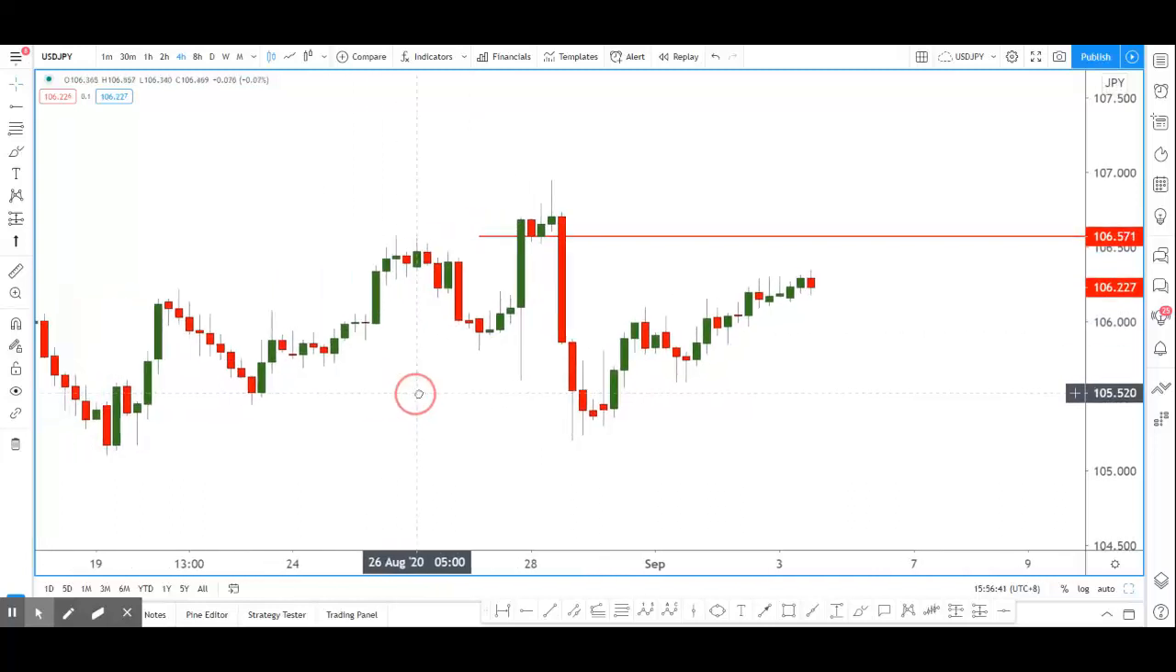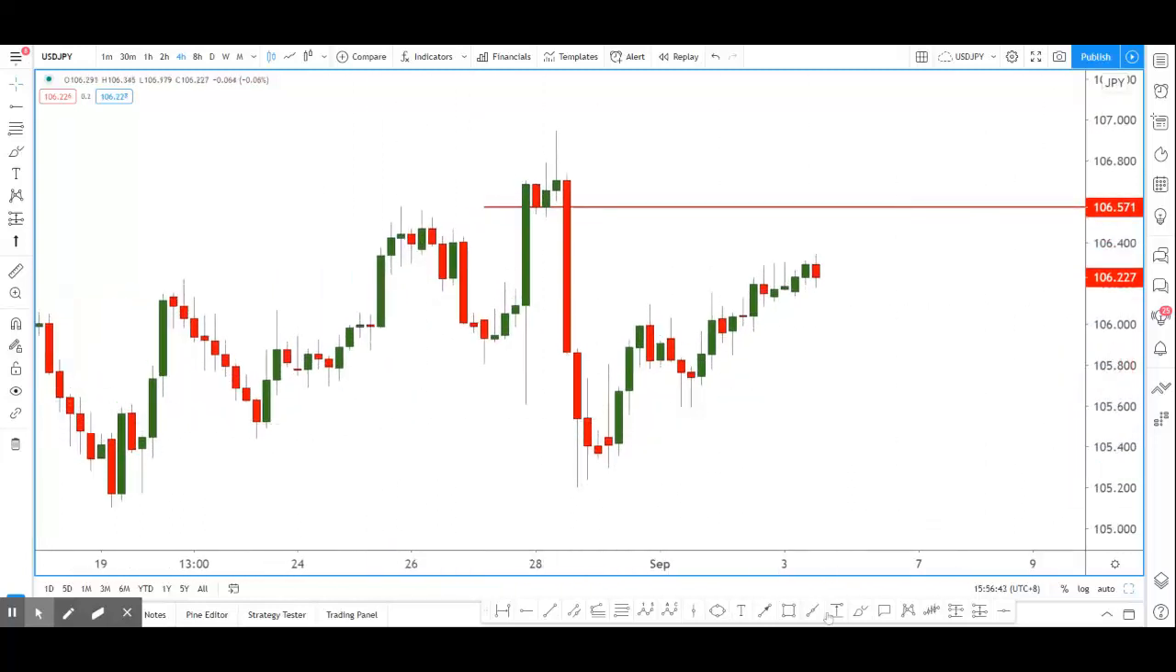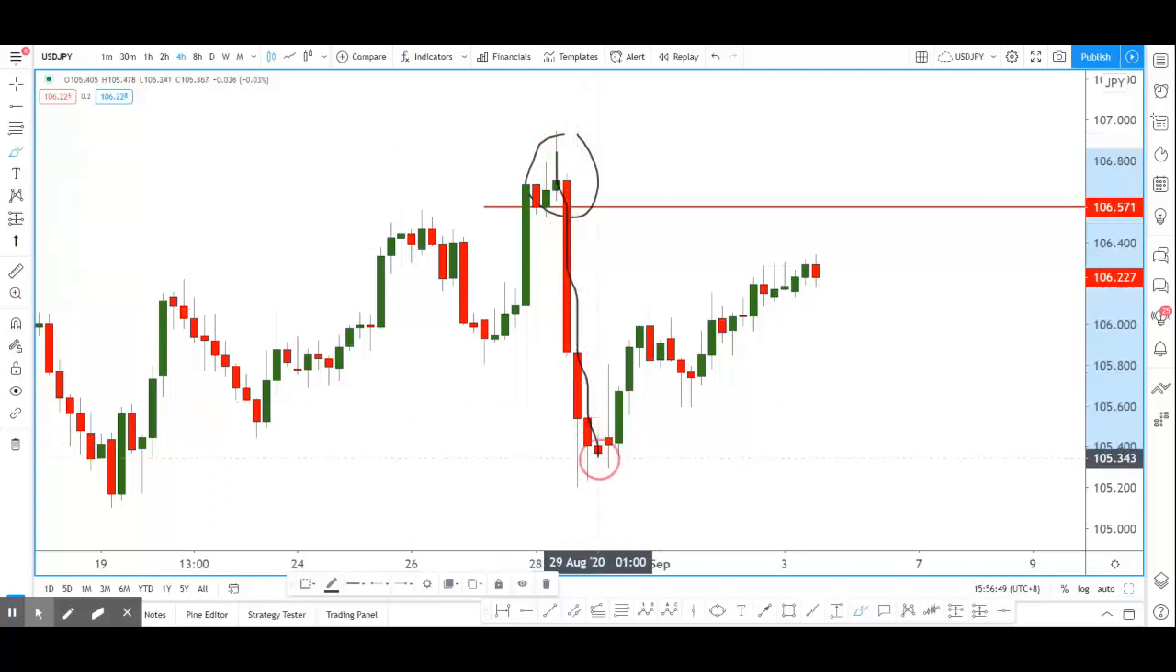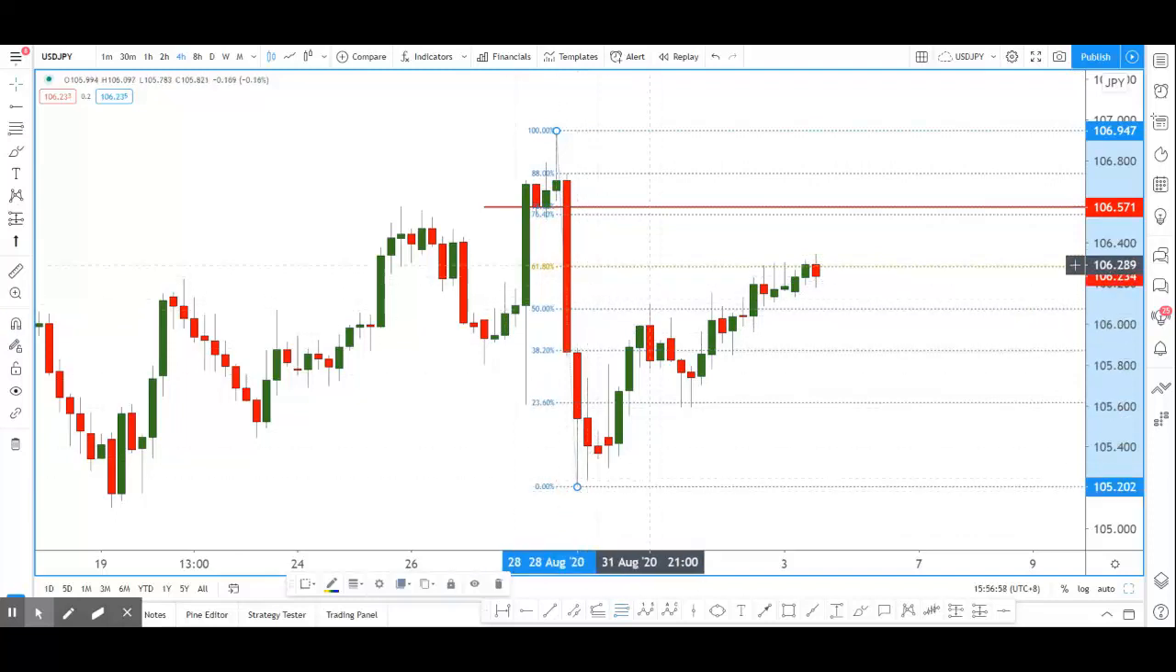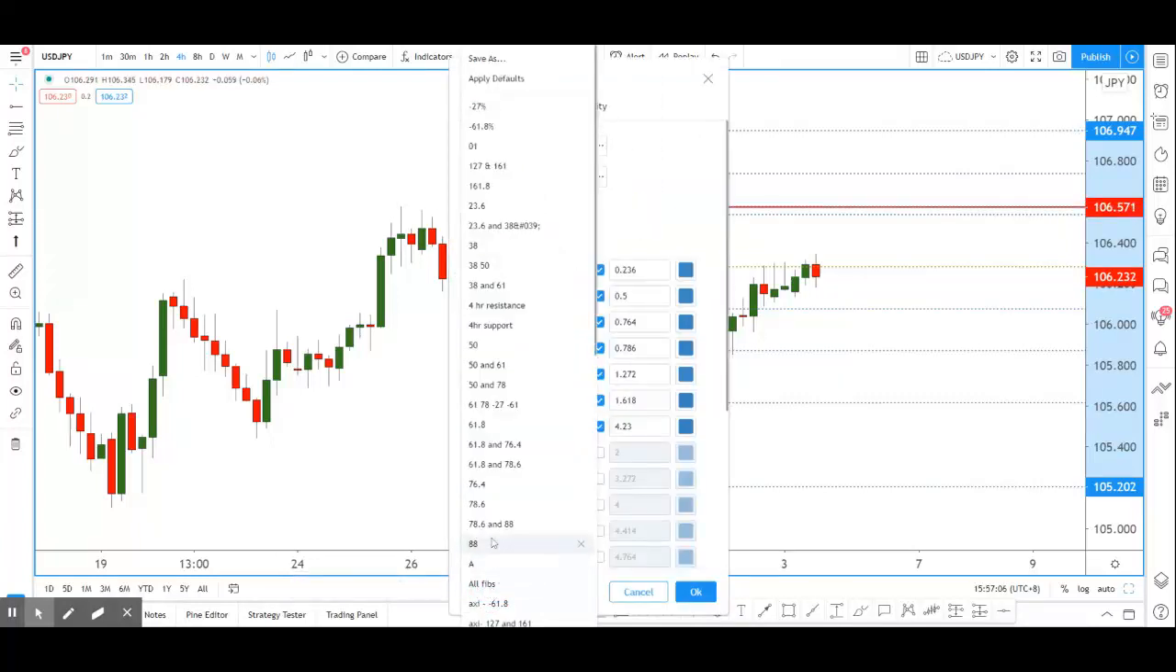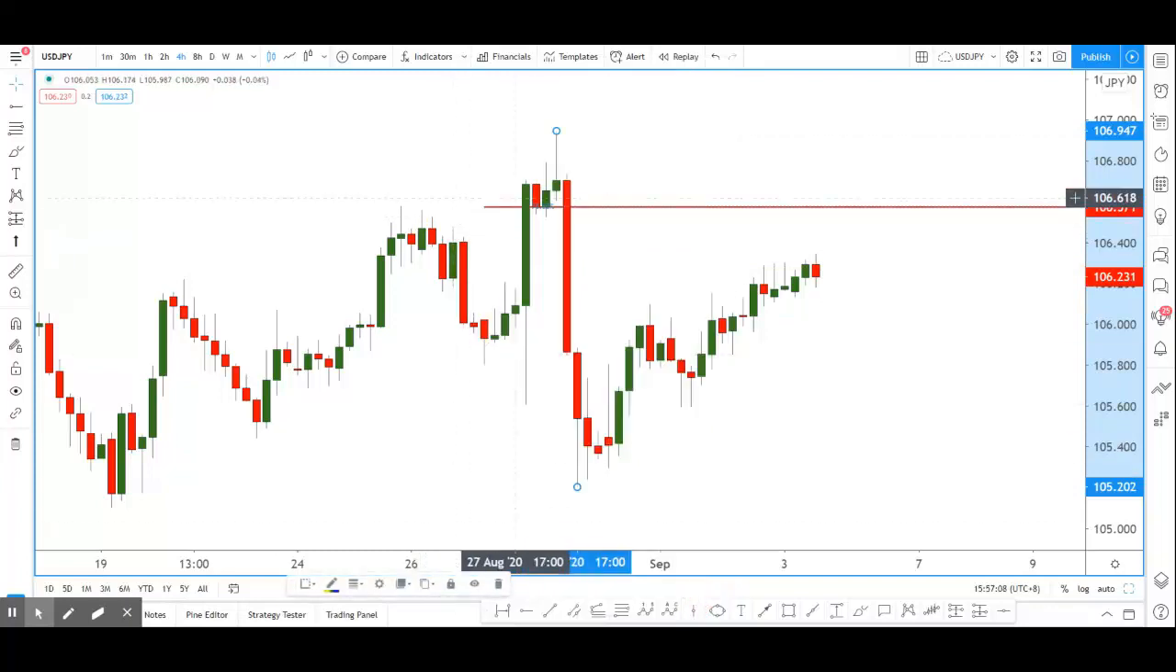Alright, so what we have here is the 4 hour, and we see that price has actually made a high here sometime towards the end of August, and price immediately pushed all the way down to the low. Right, so we can actually use a Fibonacci retracement from the high to the low. We open up all Fibonacci ratios. We actually see that our daily resistance falls in line with the 78.6 retracement level. So I'm just going to go ahead and highlight the 78.6 retracement level. Let me just tidy this up.